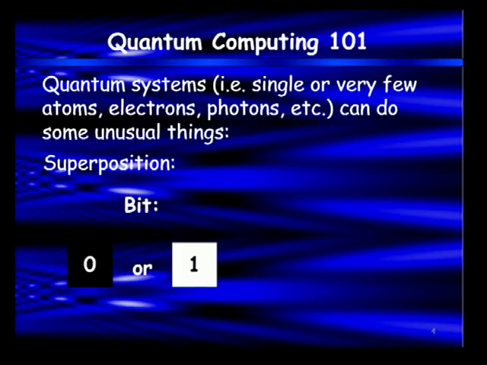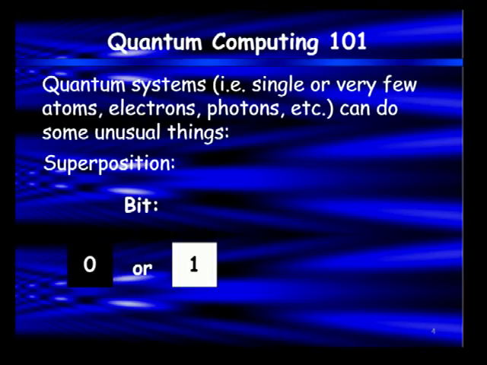The first of those two phenomena is superposition. So in your usual classical computer, like the one that you have in your pocket right now, we know that there's a very large number of bits in it, each of which will be able to have one of two states, which we usually call 0 and 1. So the bit can be either in 0 or 1.